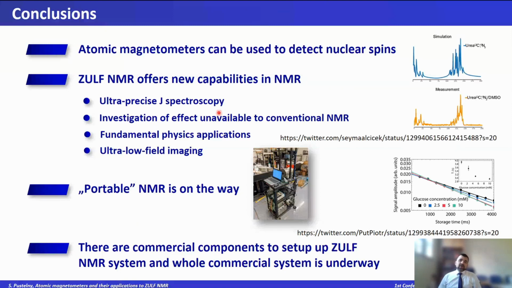So with this, I want to say a couple of things. I want to say that atomic magnetometers can be used to detect nuclear spins, and there is a vast field of applications. We'll hear about more of them in the next talks over the next couple of days. These magnetometers are becoming portable these days. For example, this is a magnetometer that was built by Piotr Put in Berkeley this spring. It was transportable, so you can call it a portable ZULF NMR magnetometer. So this is becoming more like a real tool where you can take it to the chemistry lab.